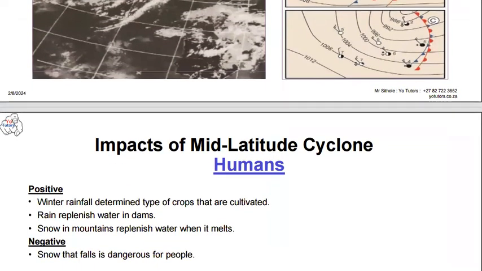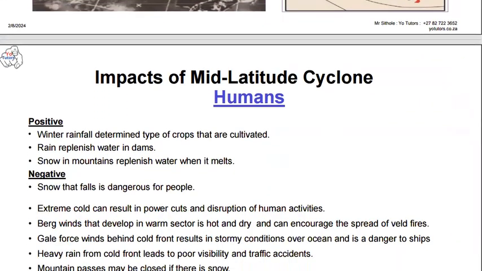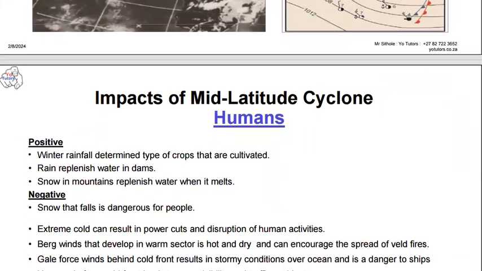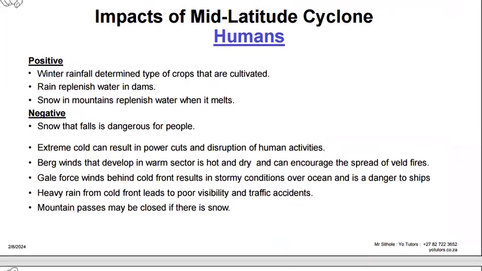Now, let's look at the impacts of middle cyclones. We have positive and negative impacts. What are the positive impacts? We need rainfall. Winter rainfall determines the type of crops that are cultivated. It fills the dams when the cyclones come, and also snow in the mountains replenishes water again when it melts.